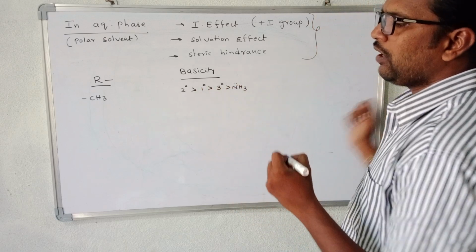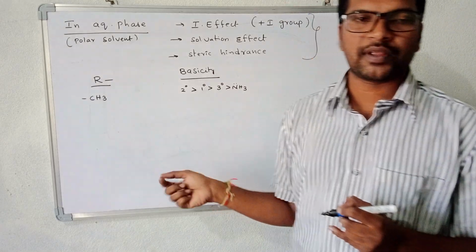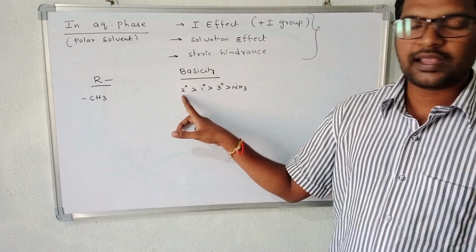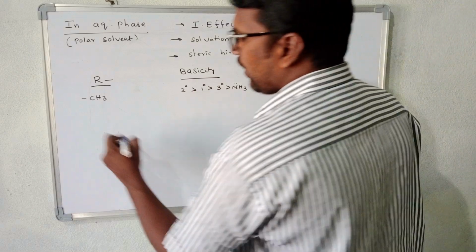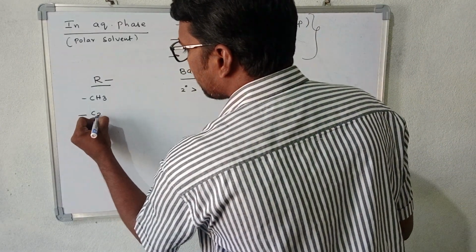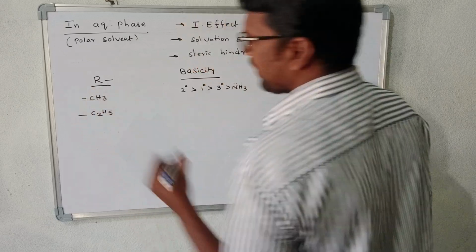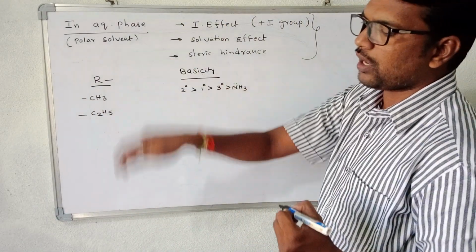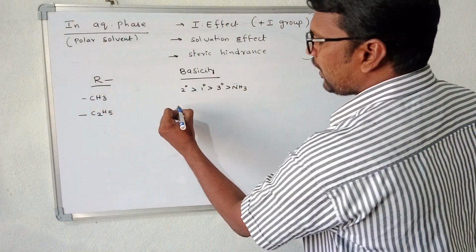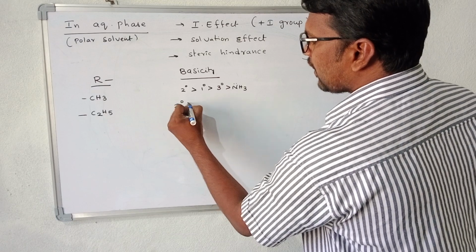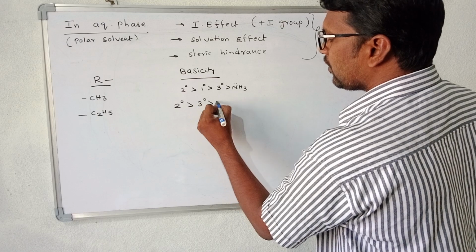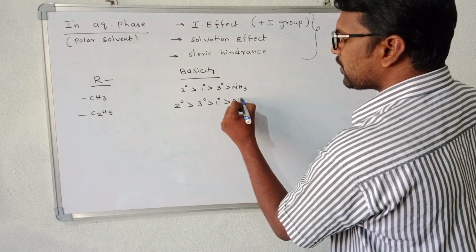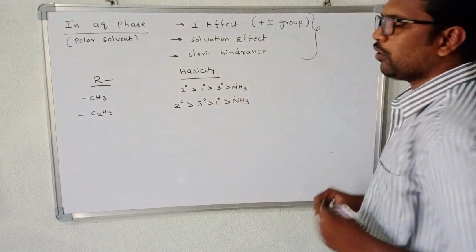It is the order. So when the methyl group is present, in that condition secondary amines are more basic than primary and tertiary. But in place of CH3, if a C2H5 ethyl group is present in aqueous solution form or in polar solvent, in that condition again secondary is more basic, but these two positions can be interchanged. Tertiary is more basic than primary. After this, ammonia is present.